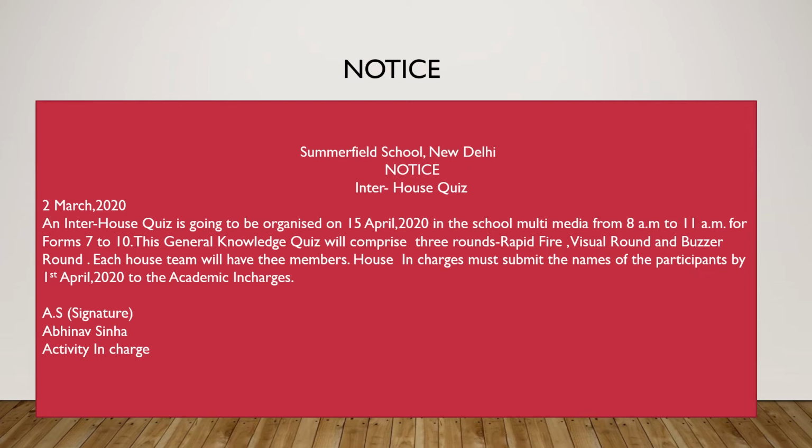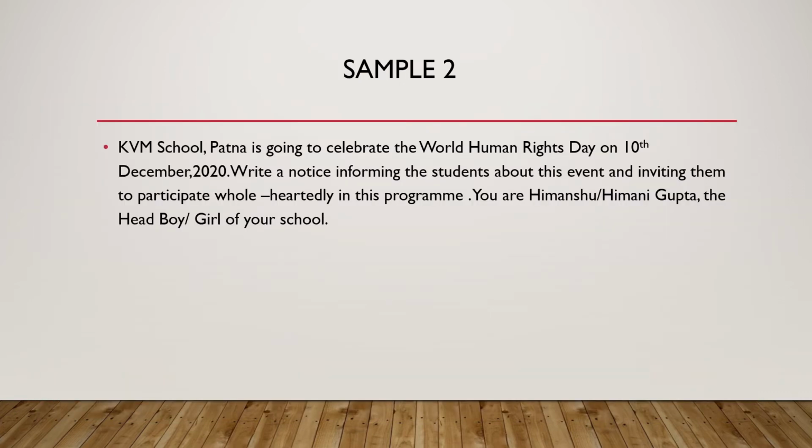Then you are supposed to be Abhinav Sinha, so you sign as AS or any other signature. Below it, you will write your full name, Abhinav Sinha, and then your designation, activity in charge. Now, these three will be written one below the other. You don't need to leave a line. Now, let us look at sample 2.